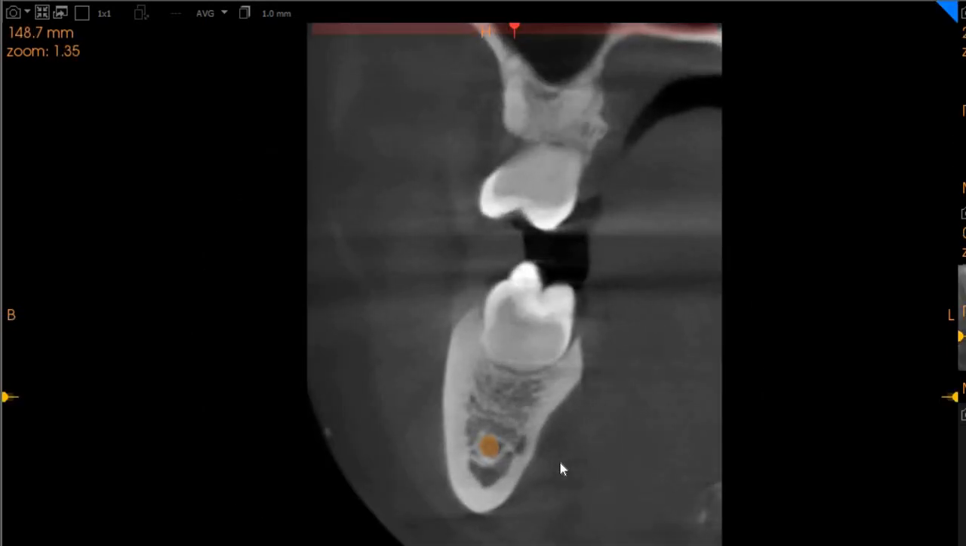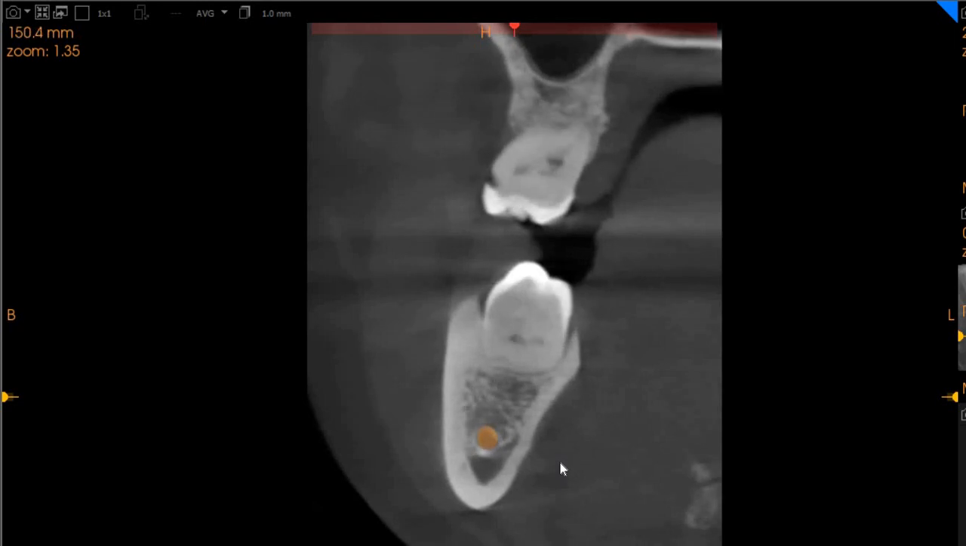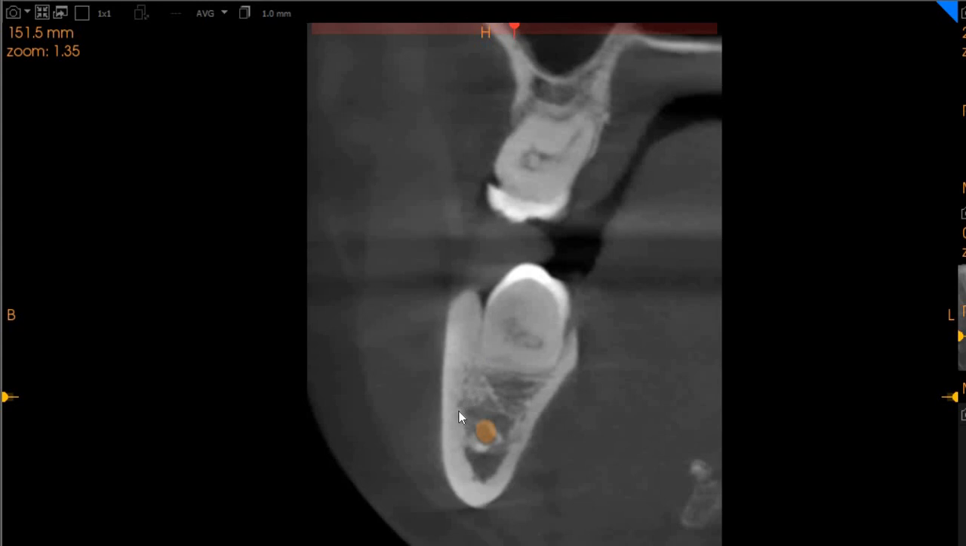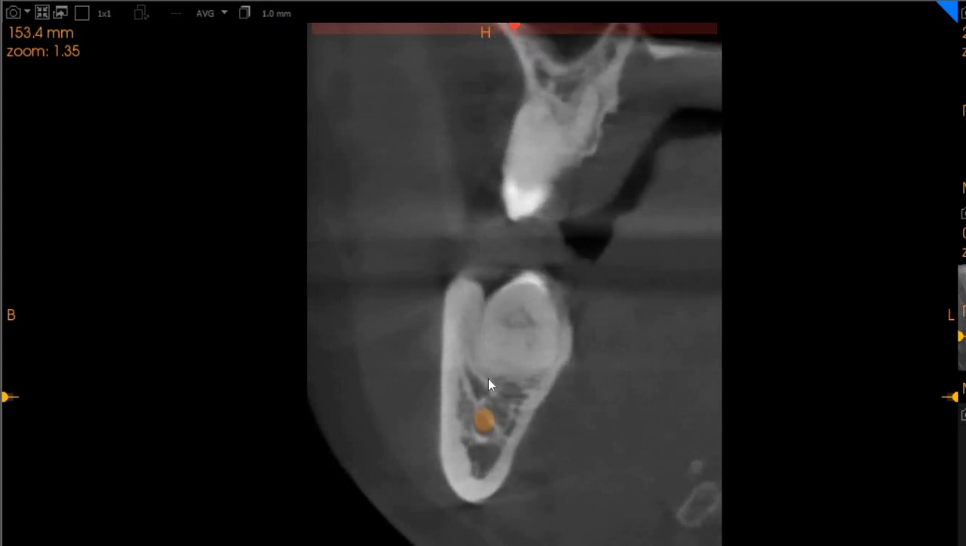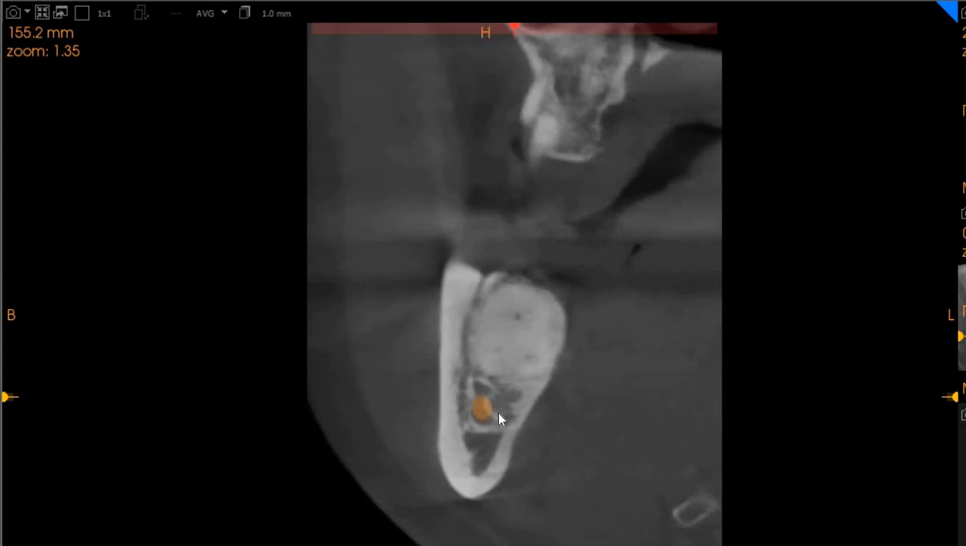This is the lower left hand side. Now this is a mesioangular or horizontal impaction. The tooth is not completely covered with bone, but majority of the tooth is in the ramus. You can see again very limited PDL space here. We don't see any marked PDL space between the tooth and the bone.